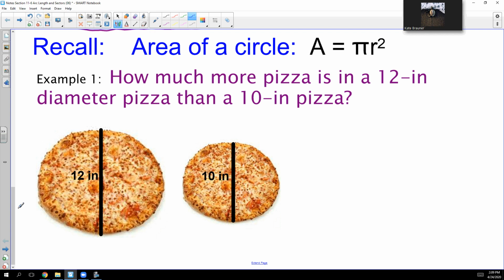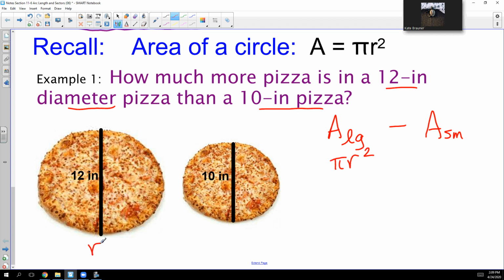So we want to know how much more pizza is in a 12-inch diameter pizza than a 10-inch, which means if we want to know how much more, we have to do the area of the large pizza minus the area of the small pizza. So remember pi r squared. Let's call this r sub 1 equals 6 and r sub 2 equals 5 for the radius there since we're given the diameter.